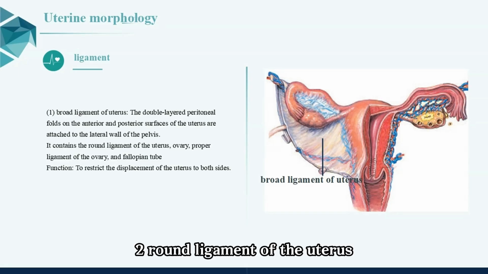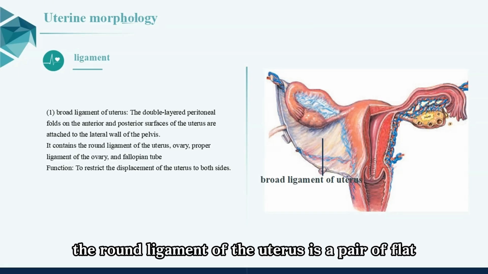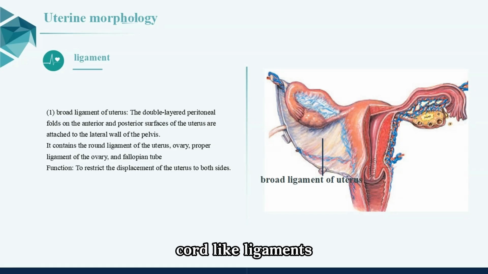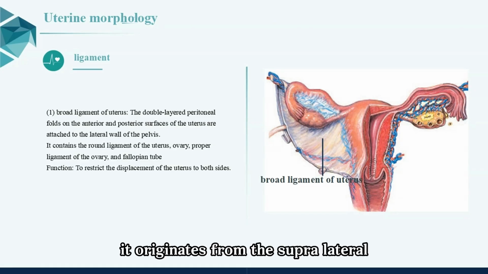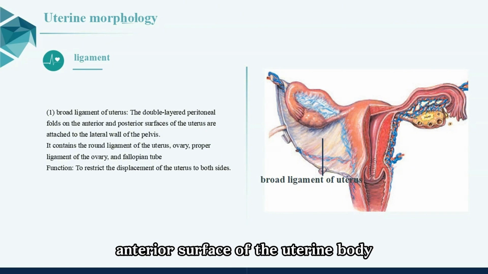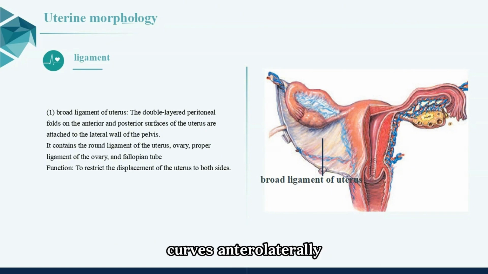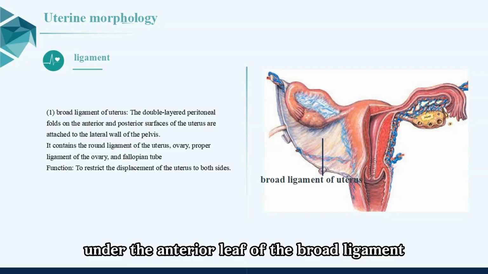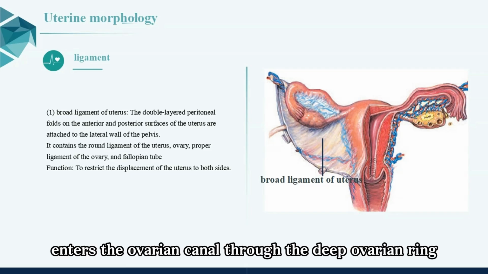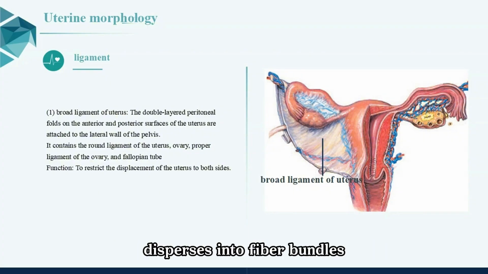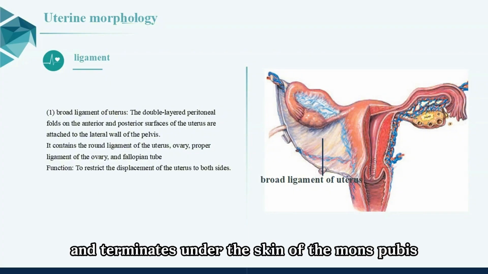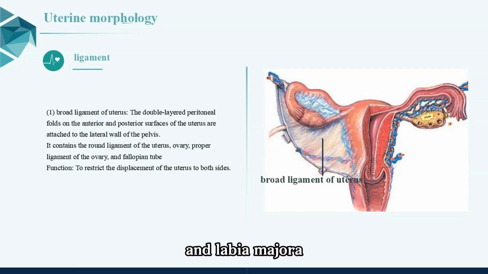2. Round ligament of the uterus. The round ligament of the uterus is a pair of flat cord-like ligaments composed of connective tissue and smooth muscle. It originates from the superolateral anterior surface of the uterine body, below the uterine horn, curves anterolaterally under the anterior leaf of the broad ligament, enters the inguinal canal through the deep inguinal ring, exits through the superficial inguinal ring, disperses into fiber bundles, and terminates under the skin of the mons pubis and labia majora.